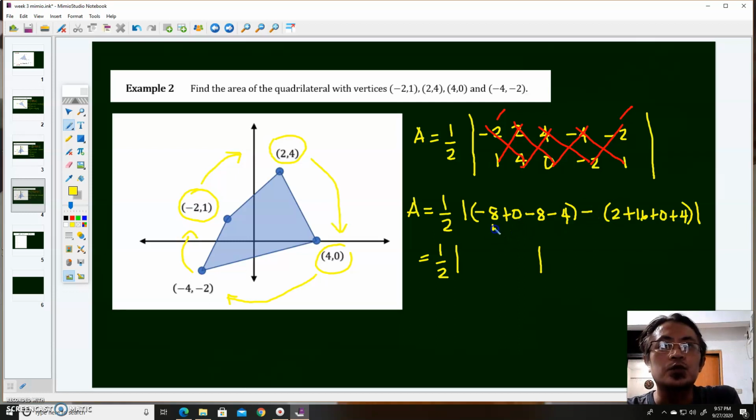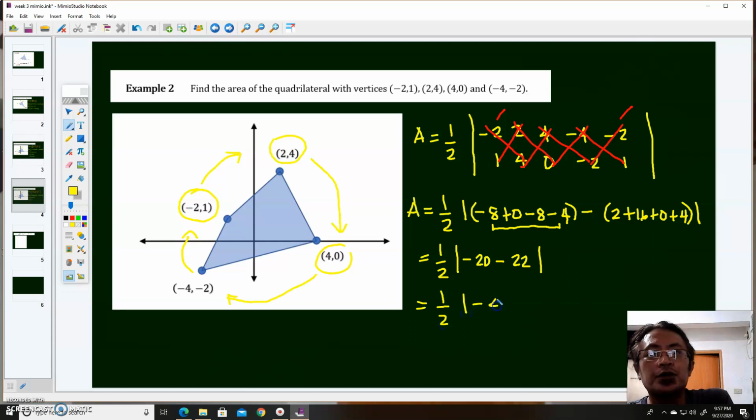The first group will be -20. Then the minus. The sum of the second group is 22. So you have 1/2 absolute value of -42. And the absolute value of -42 is of course +42. And we will get 21 square units.